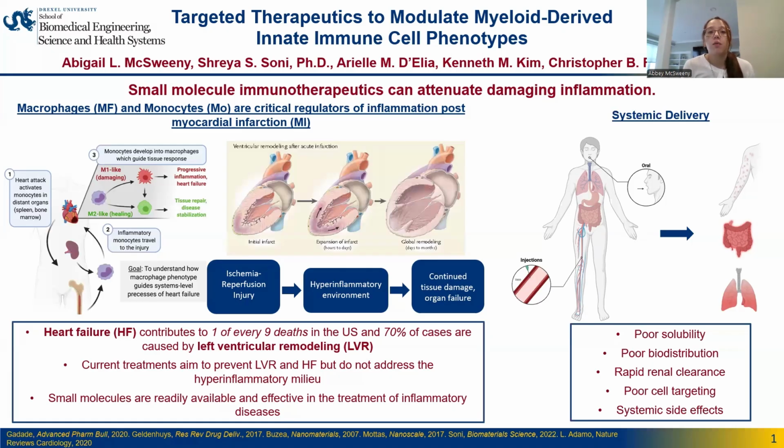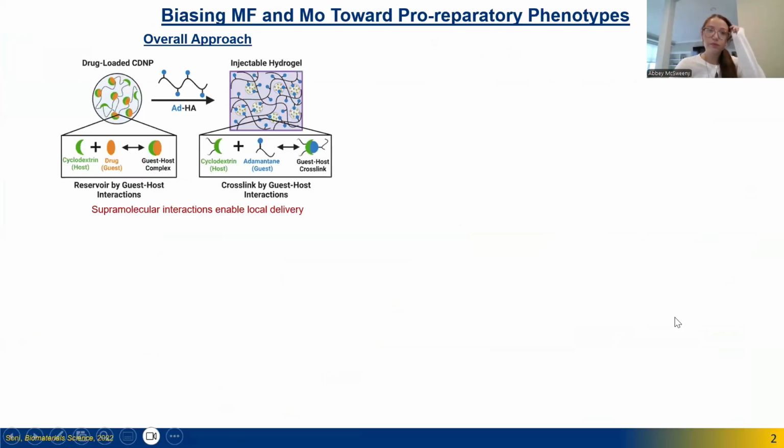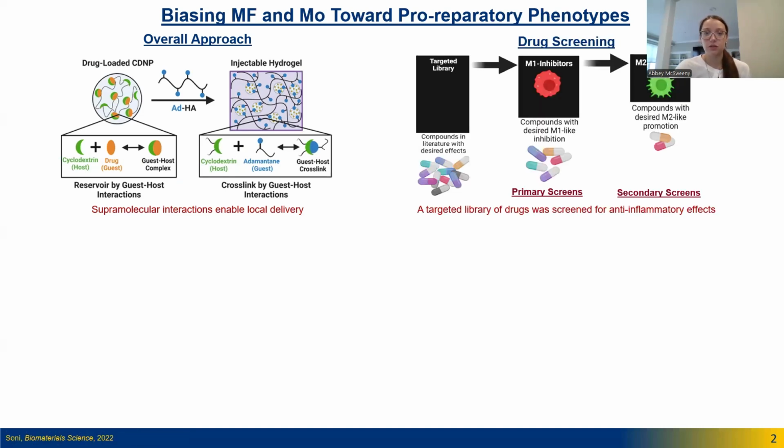So while these are a promising option to attenuate damaging inflammation, more work needs to be done on their delivery. Our approach is to develop a delivery system that leverages supramolecular interactions, specifically guest-host interactions, to enable the local delivery of small molecule immunotherapeutics. What this does is it allows us to bias macrophages and monocytes toward pro-reparatory phenotypes.